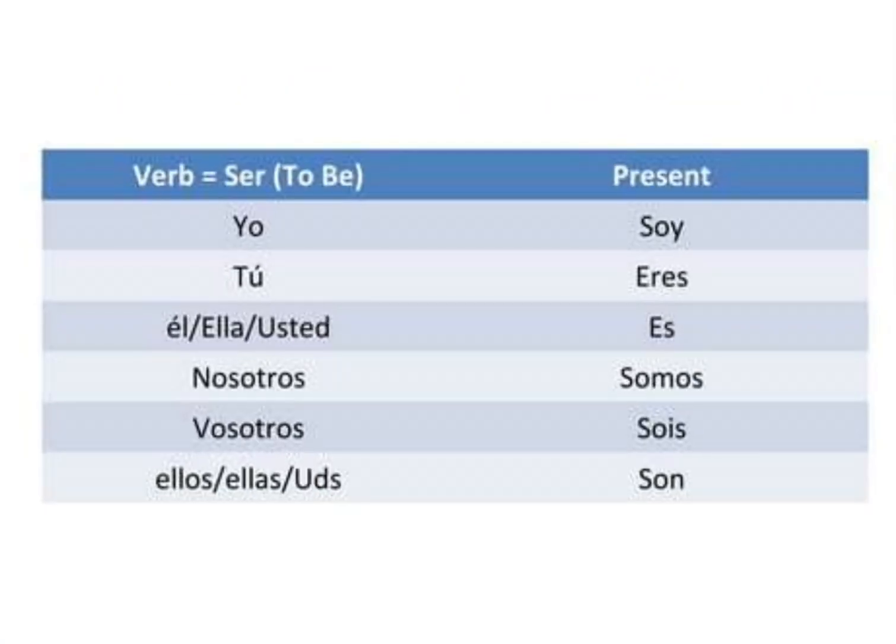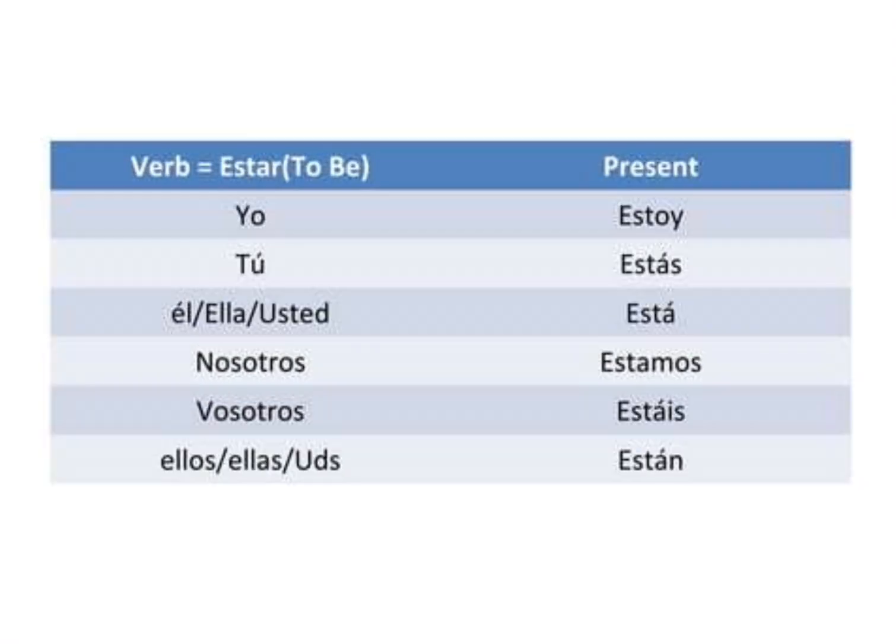Ser: yo soy, tú eres, él, ella, usted es, nosotros somos, vosotros sois, ellos, ellas, ustedes son. For estar, which also means to be, in the present tense you would have yo estoy, tú estás, él está, nosotros estamos, vosotros estáis, and ellos están. So now, what exactly is the difference between ser and estar?